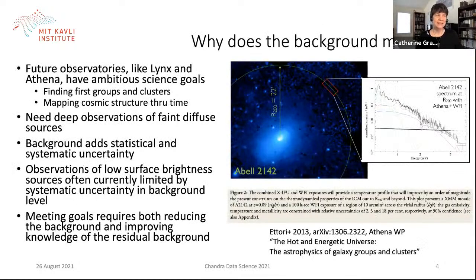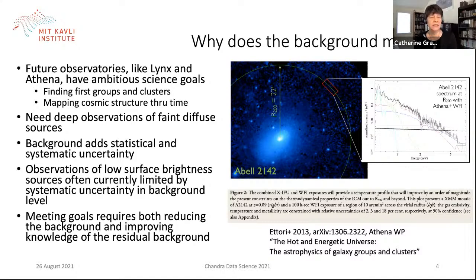So it probably is obvious to a lot of us why the background might matter, but here's a few reasons. Future observatories, particularly LYNX and Athena, have very ambitious science goals. In particular, they're trying to find the first groups and clusters and map cosmic structure with time, which requires deep observations of faint diffuse things. The background adds both statistical and systematic uncertainty to those observations and any results. And even now, observations of low surface brightness sources are currently limited by the systematic uncertainty in the background level. So meeting the goals of these future observatories requires both reducing the background as much as you can, and then improving our knowledge of whatever residual background is left.